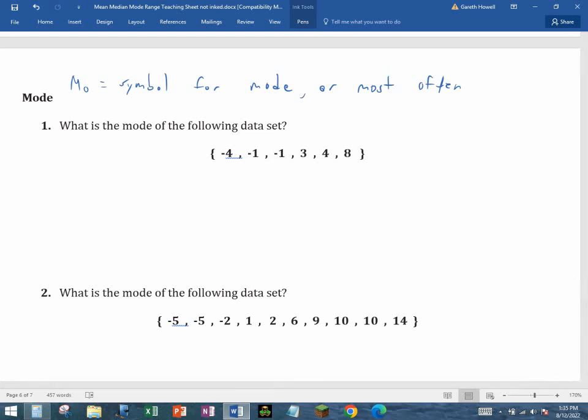So question 1, what is the mode of the following set? I look through, I have a negative 4, I have a negative 1 here, and I also have a negative 1 here. I don't have another negative 4, I don't have another 3, I don't have another 4, or an 8. So in this case, the mode is negative 1. That's the number that appears the most.